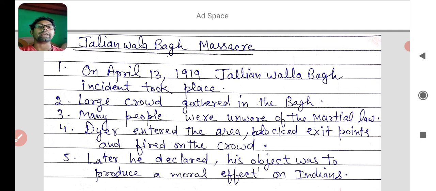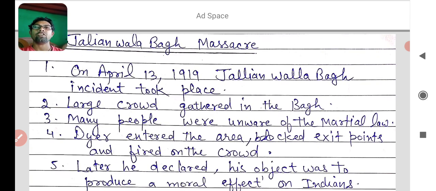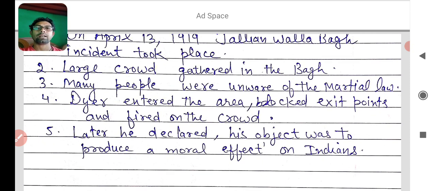So General Dyer entered the area and blocked the exit points of Jallianwala Bagh. So the people who were gathered there could not escape. He blocked the exit points and fired on the crowds, and thousands of people were killed in that massacre. So that's why we can say that the Jallianwala Bagh massacre was the black day of Indian history.